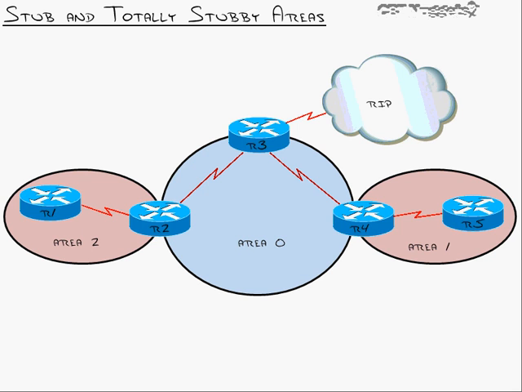Well, that's where this concept of stub and totally stubby areas come in. I love this concept for the sheer fact that I love saying those names. I'm convinced that whoever created these had to come from California, because they were probably thinking of, yeah, let's create an area and let's call it a stub. And a stub will have the criteria that it will block the type 5 LSAs from entering that area.